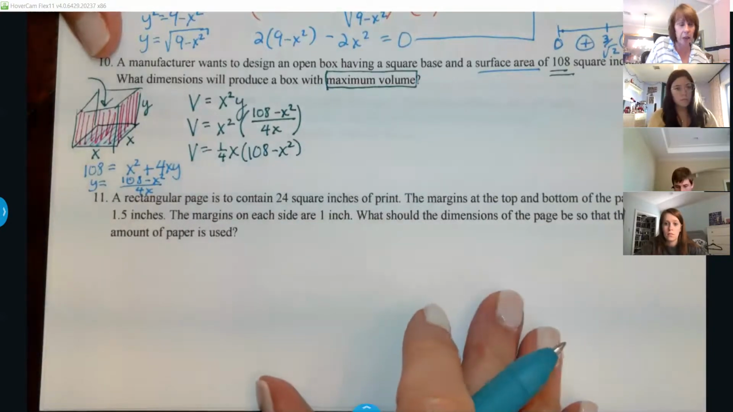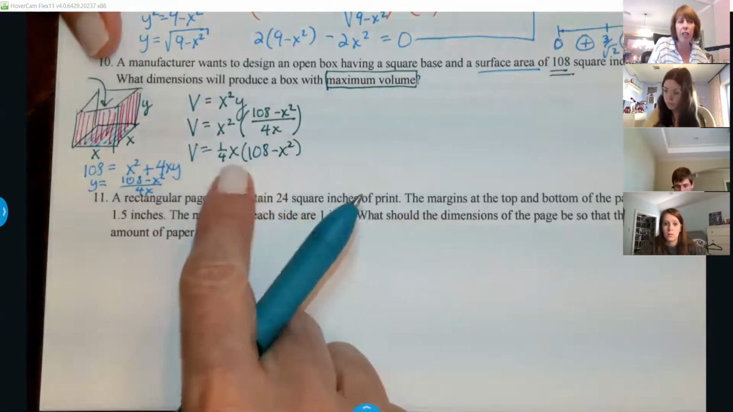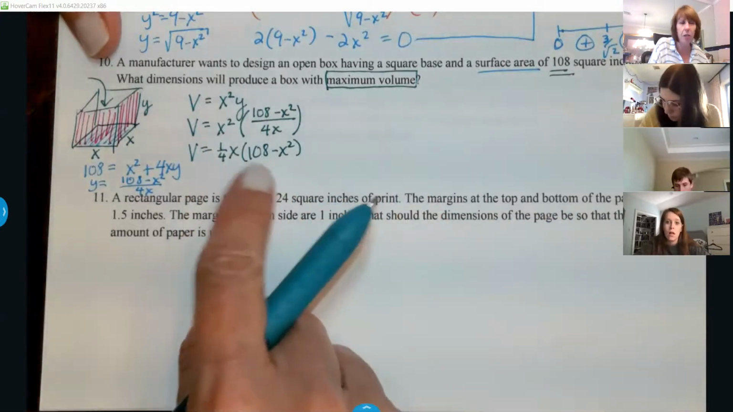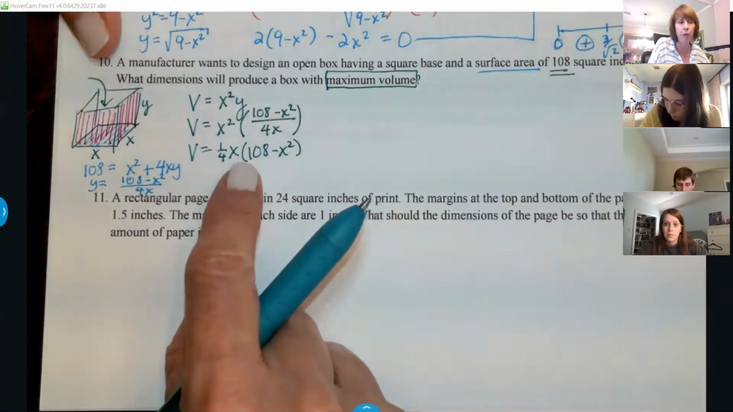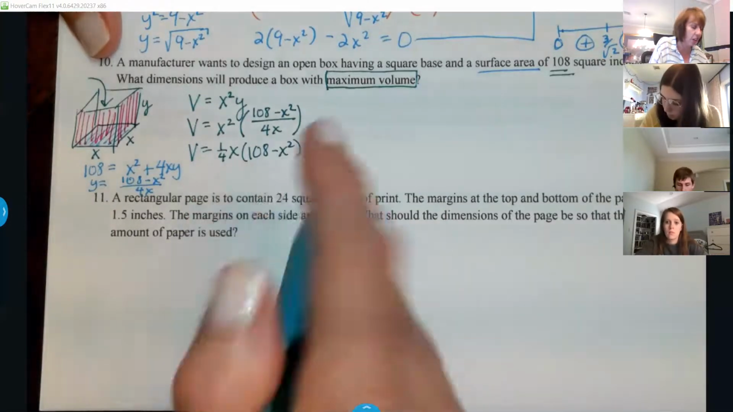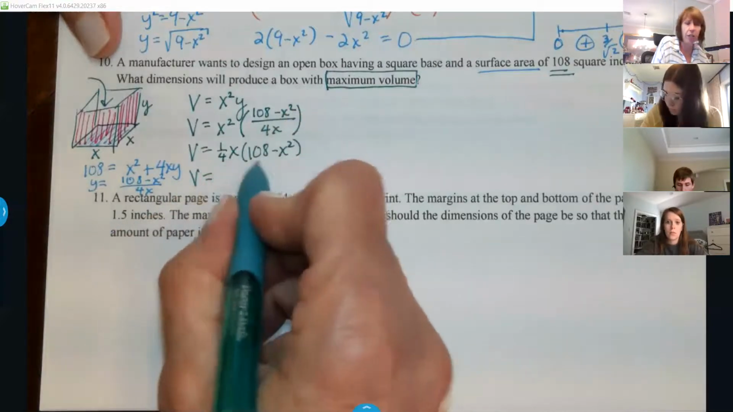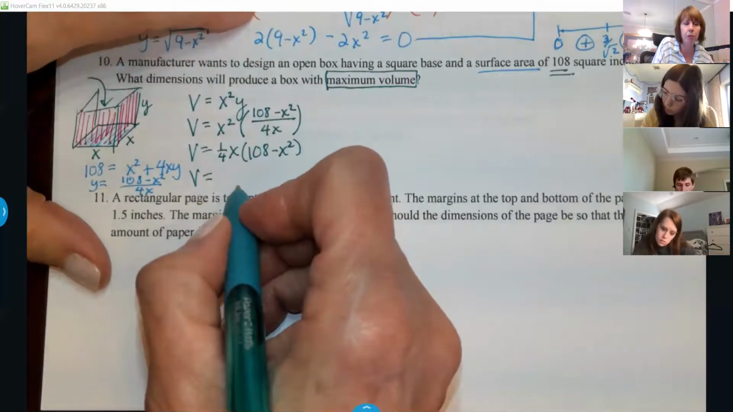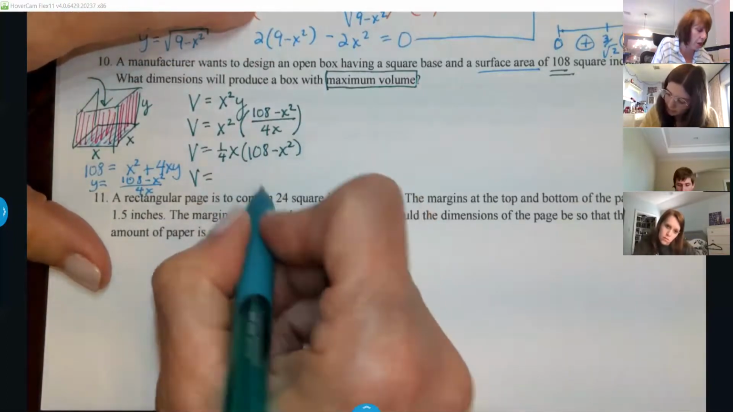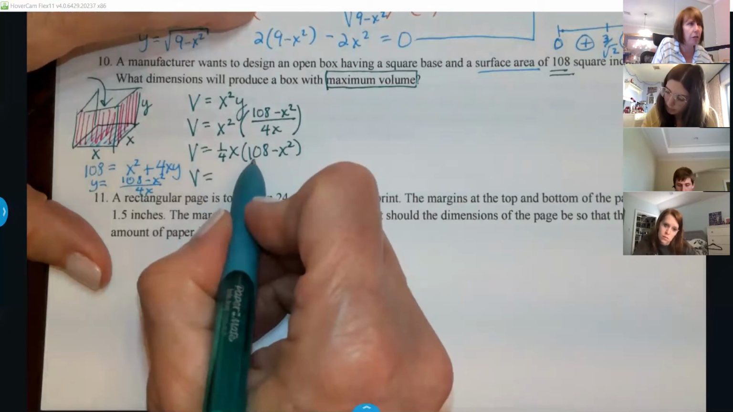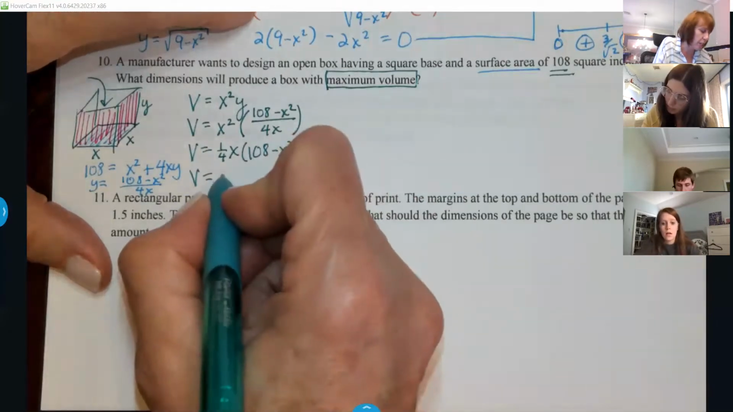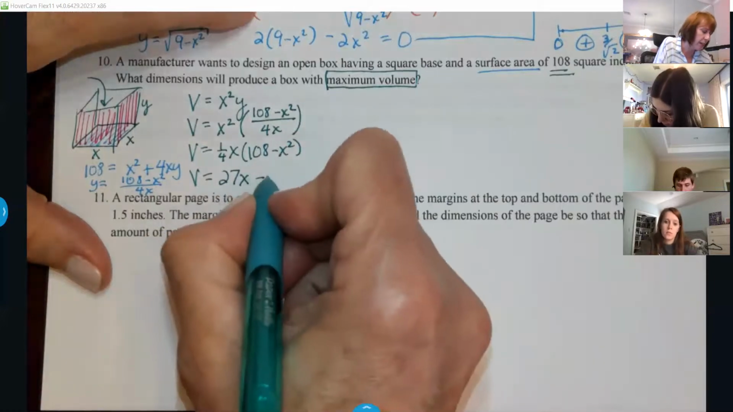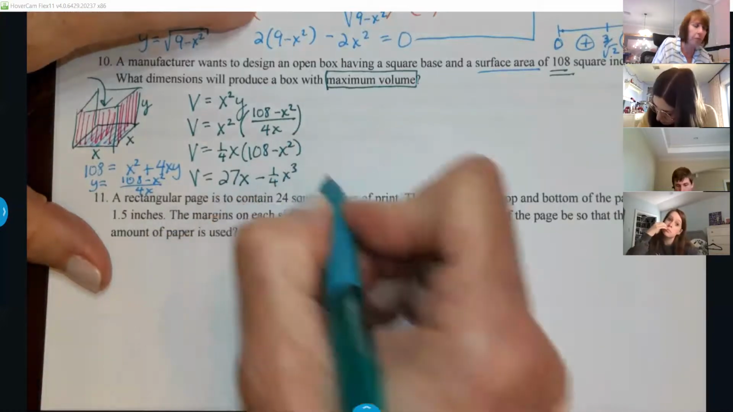That's a lot better. It would be even better if I could use the power rule when I'm about to take the derivative. You can use the product rule here and that would work fine, but I'm going to go ahead and simplify it a little bit more. Not simplified, but go ahead and distribute that 1/4 x through. So 1/4 of 108 is 27. So I have 27x minus 1/4 x cubed. Okay.